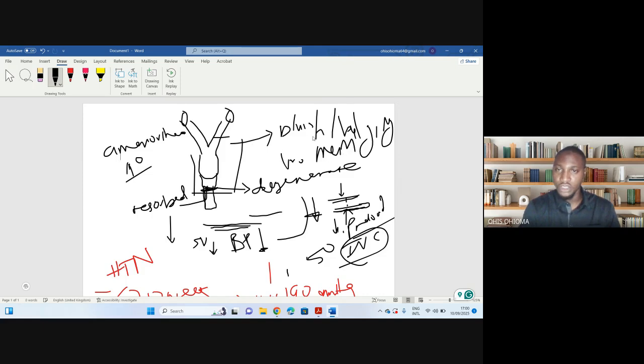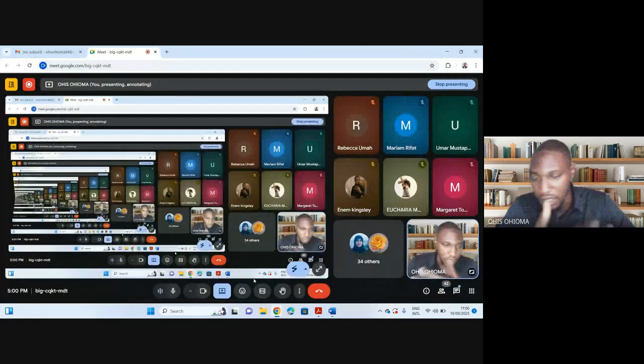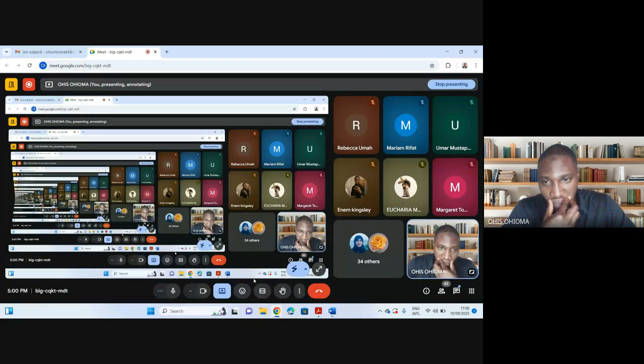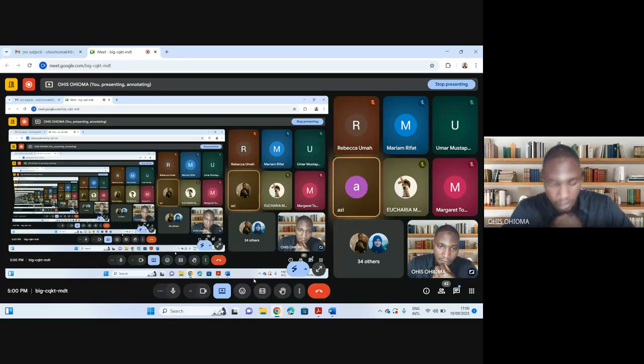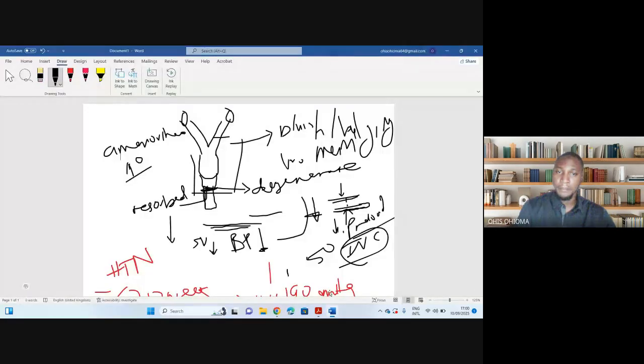What do we call this? Bluish and bulging membrane. What's another name for it? Hematocolpus. Yes, hematocolpus, exactly. So that's what you see on the membrane. When you see that, it's imperforate hymen until proven otherwise.